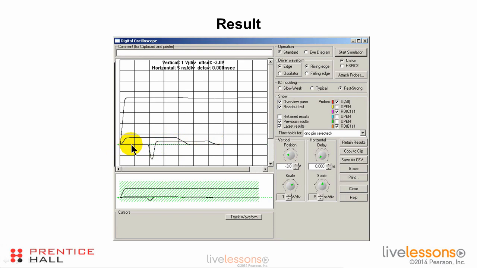So at the far end of the victim trace, we have the forward crosstalk signal, then we have the backward crosstalk signal showing up here, and everything starts happening 10 nanoseconds after the driver starts driving. That's the 10 nanoseconds of the coupled length.